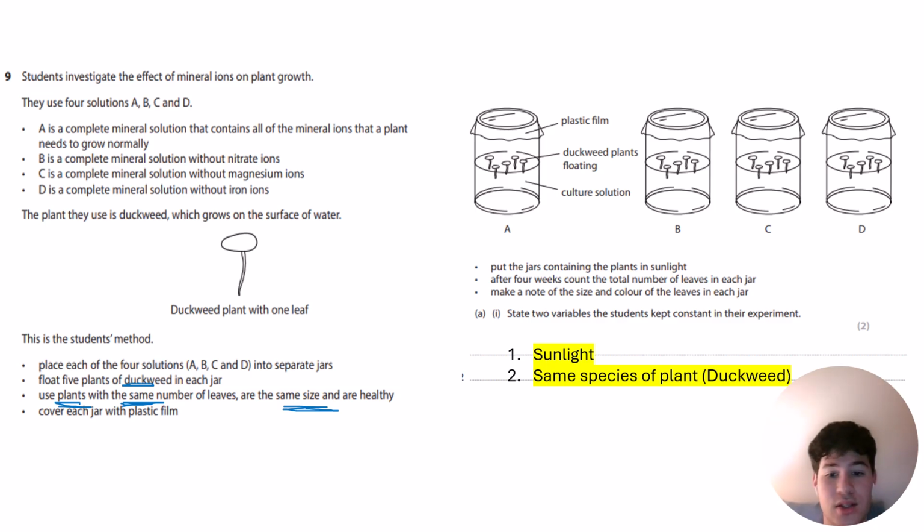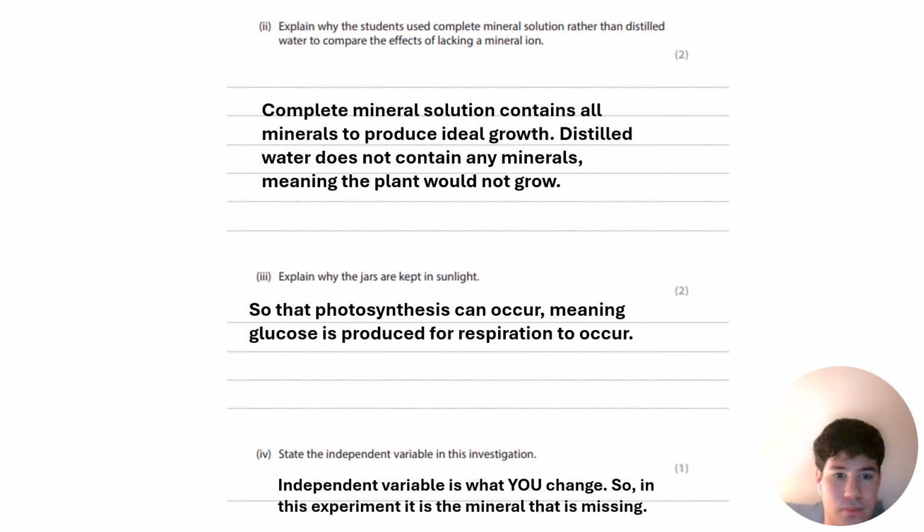Well, the first one is sunlight. Okay. The second one is the same species of plant, which is duckweed. Okay. They could also ask this using abiotic factors. So they would be like, what are the abiotic factors that are constant?